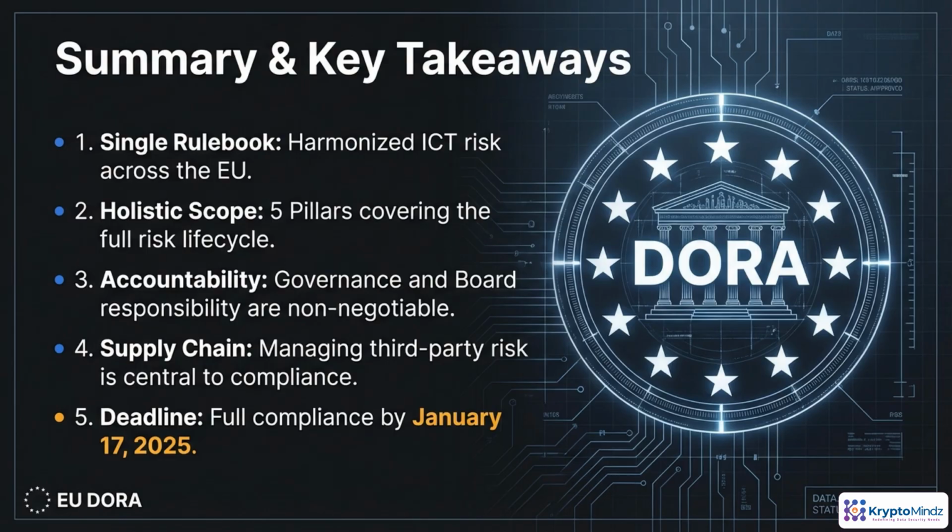In summary, DORA gives you a single, harmonized rulebook for ICT risk across the EU. It's holistic. The 5 pillars cover governance, incidents, testing, third-party risk, and information sharing end-to-end. Senior management owns outcomes. Accountability can't be delegated. Your supply chain is in scope, so contracts and oversight really matter. And the clock is ticking. Aim for practical, demonstrable compliance by January 17, 2025.